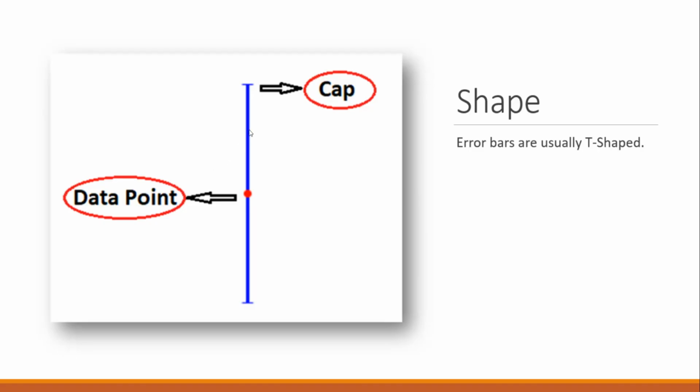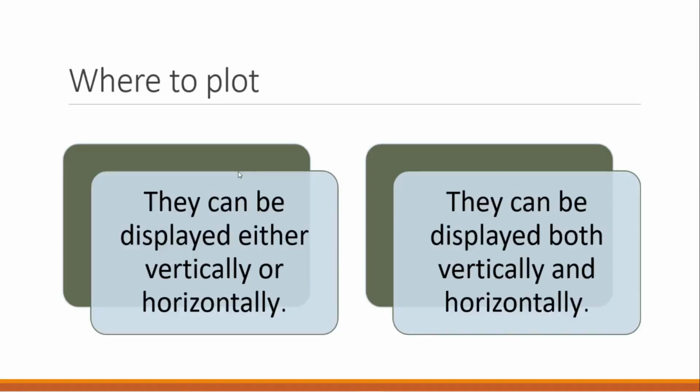Here you can see the image of an error bar. On both the ends they have a cap, and in the middle of an error bar it shows a data point. So you can see that from the data point it will create a structure like a T shape. Now we will discuss where to plot error bars. Error bars always run parallel to the axis of the quantitative scale. They can be displayed vertically or horizontally depending on whether the quantitative scale is on the y-axis or the x-axis.